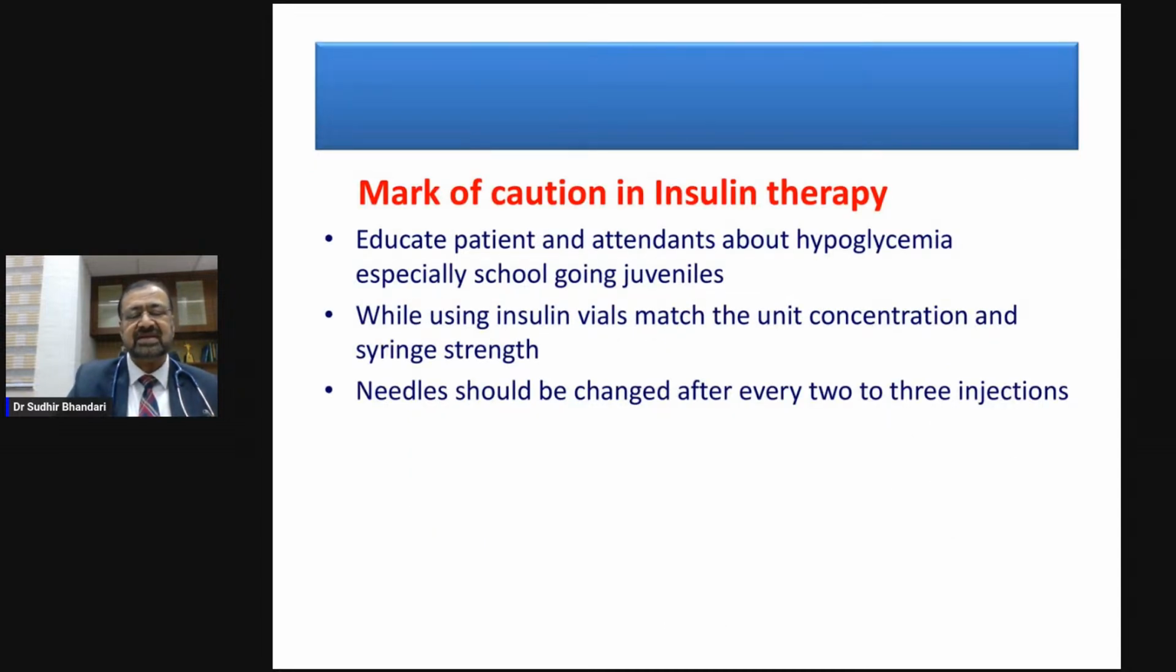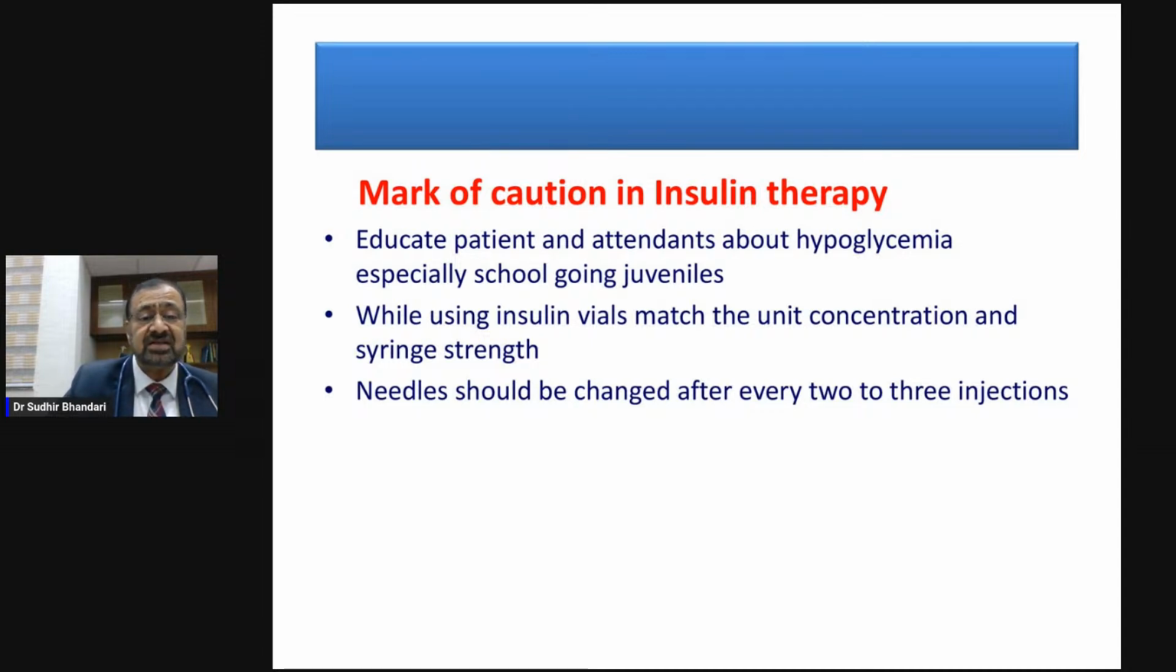When you give oral medications, you have no issues. You just prescribe once and forget. But with insulin, you have to check the vials. If there's a pre-mixed insulin, sometimes you have to roll it between the hands for proper mixing. Otherwise, the intermediate and long acting will not be mixed properly.